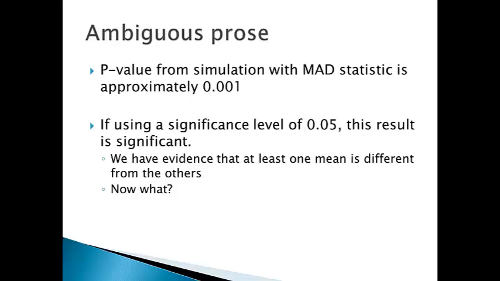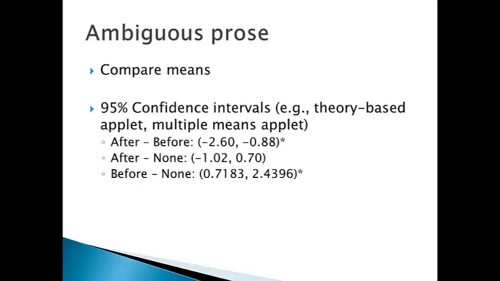If you use a significance level of 0.05, this result is very significant. So, in other words, we can say we have evidence that at least one of the groups is different from the others. If you told that to someone on the street, they'd say, well, now what? Which group is different, or which groups are different than the others? The typical strategy is once you have evidence that at least one group is different than the others, now go in and compare each of the groups to the others.